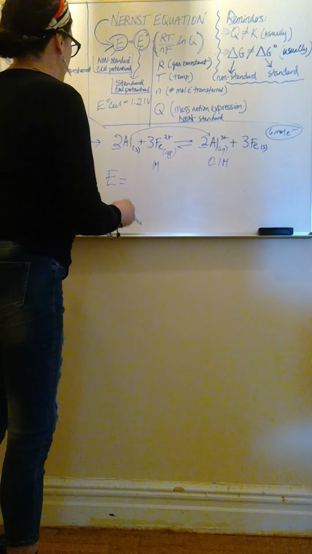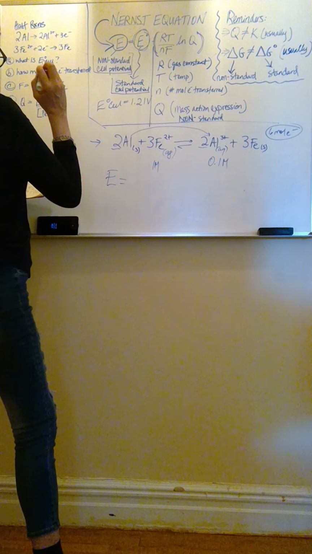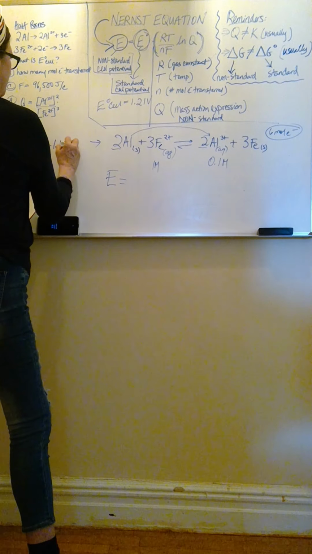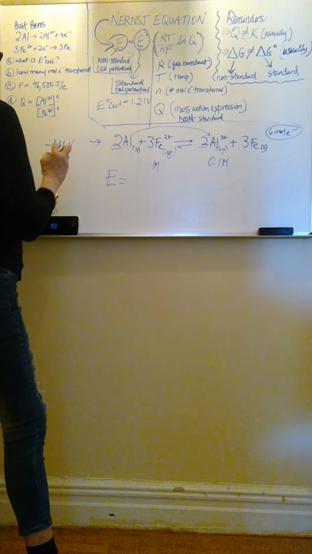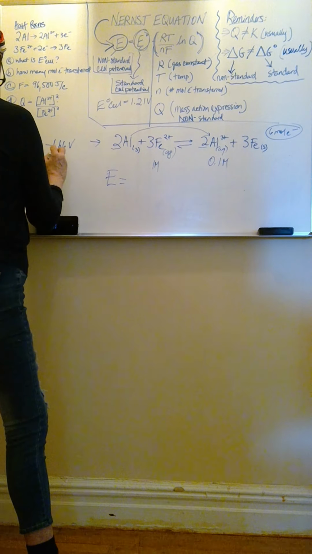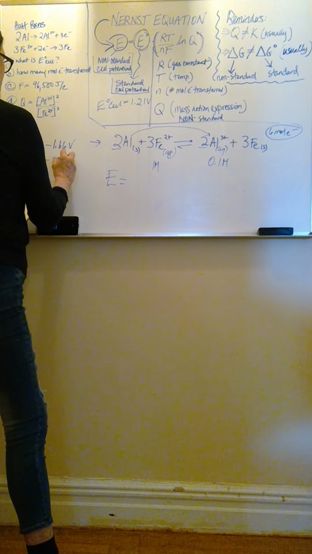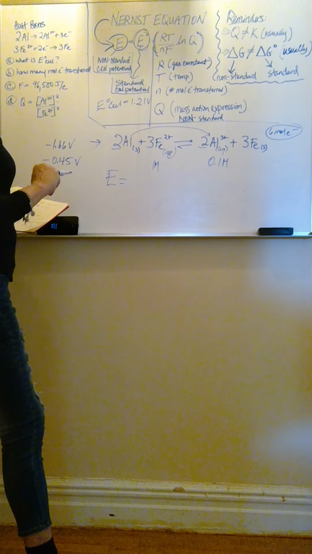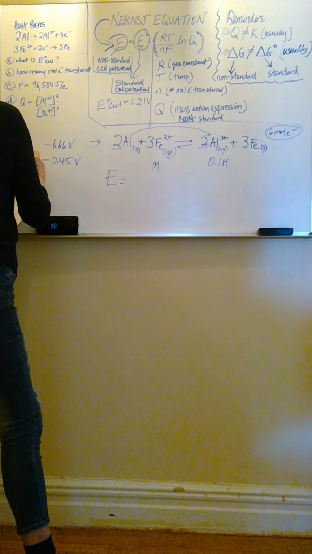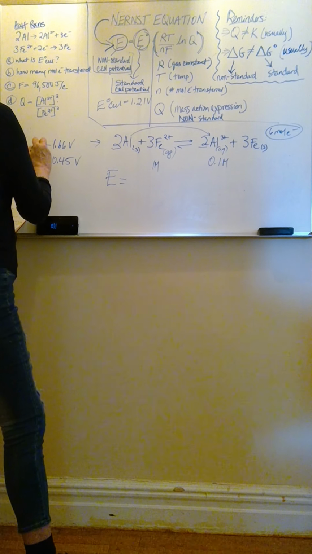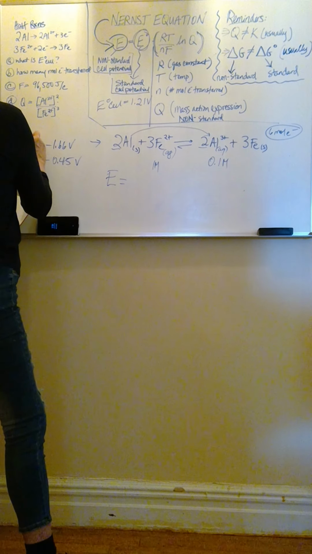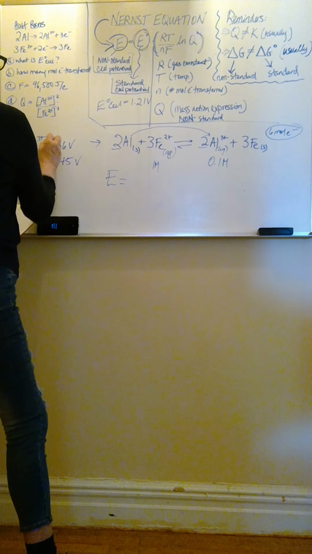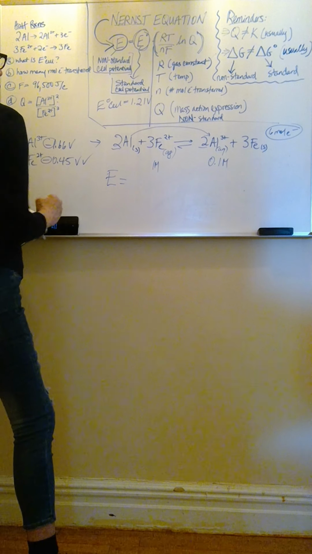Okay. Aluminum getting reduced is negative 1.66 volt standard potential. Iron getting reduced is negative 0.45 volt standard reduction potential. Who is our big winner? This is iron, Fe 2 plus, and this is aluminum, Al 3 plus. The winner is, this is a negative here and here, the winner is iron because it's the bigger number.